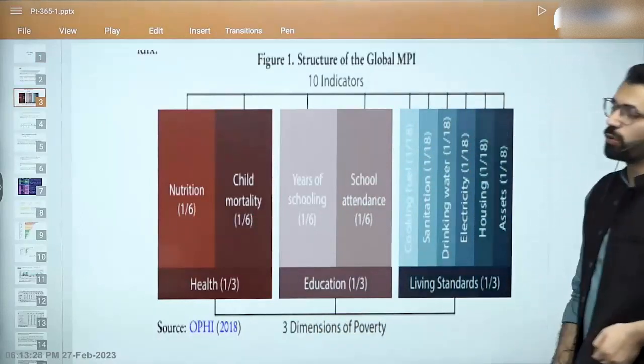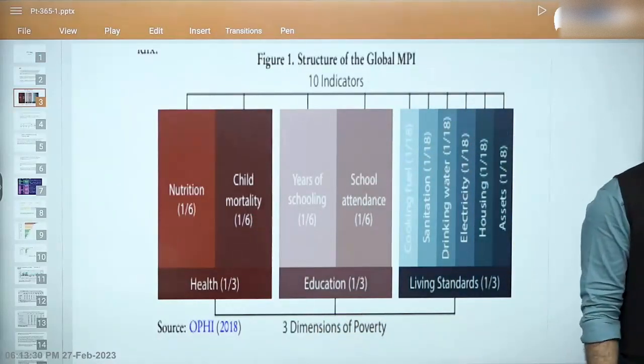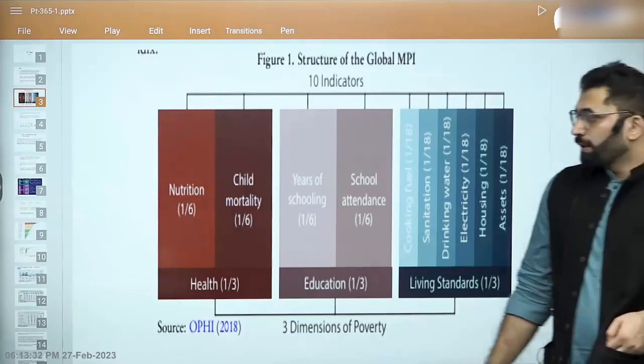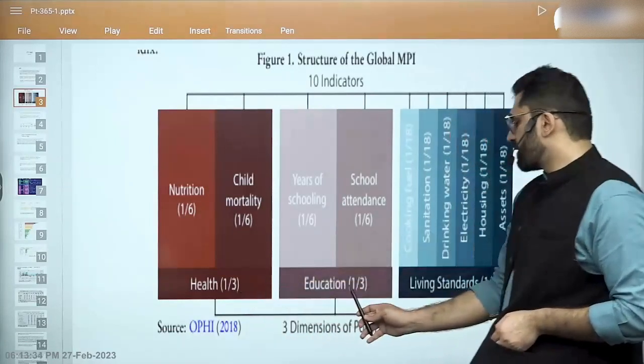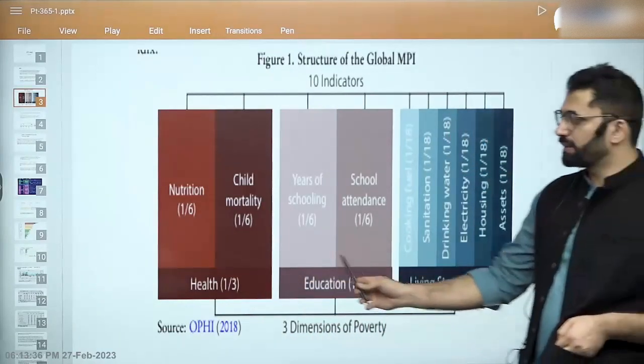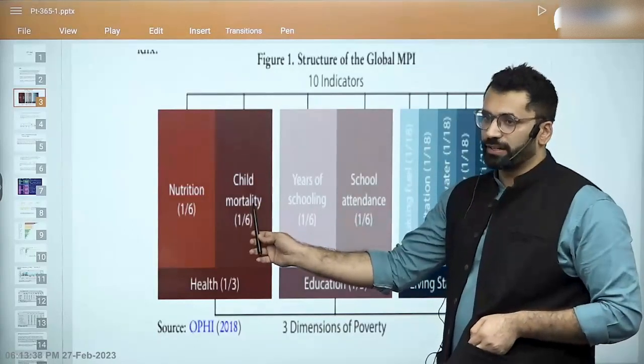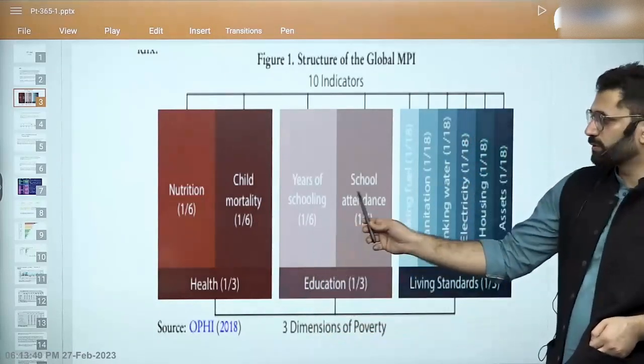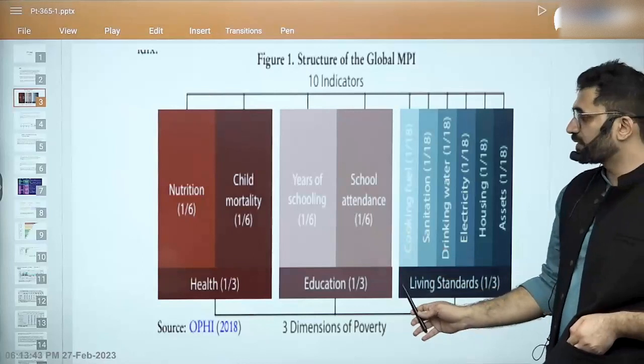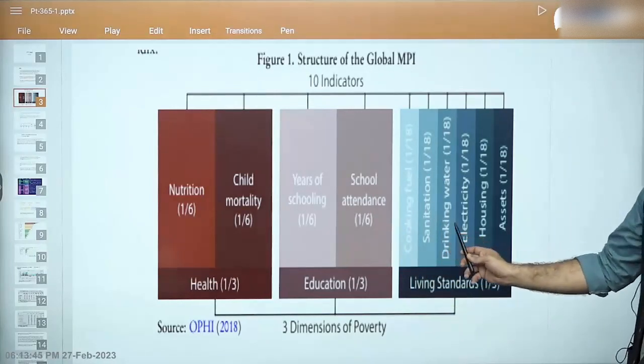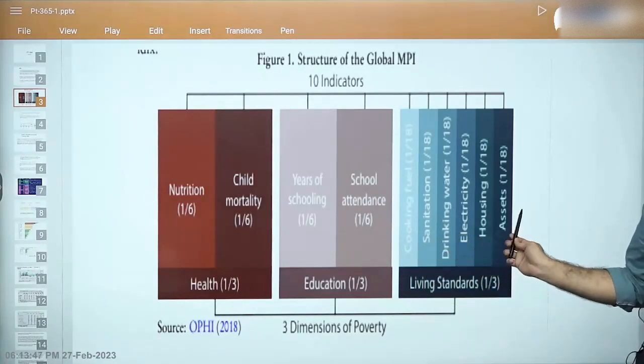This is the total 10 indicators where it measures the deprivations. Health, education and living standards. For health, it undertakes nutrition and child mortality. For education, years of schooling and school attendance. For living standards, cooking fuel, sanitation, drinking water, electricity, housing and access to assets.